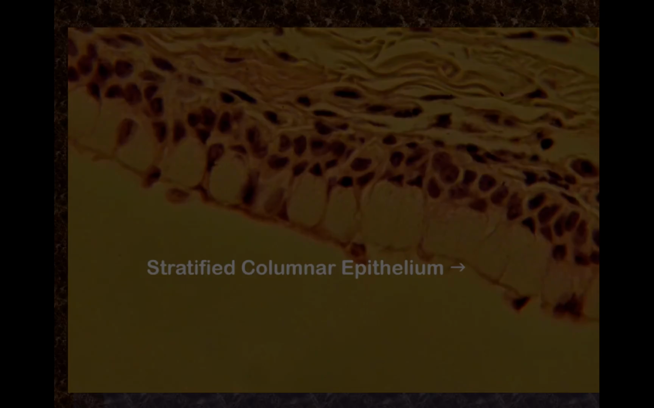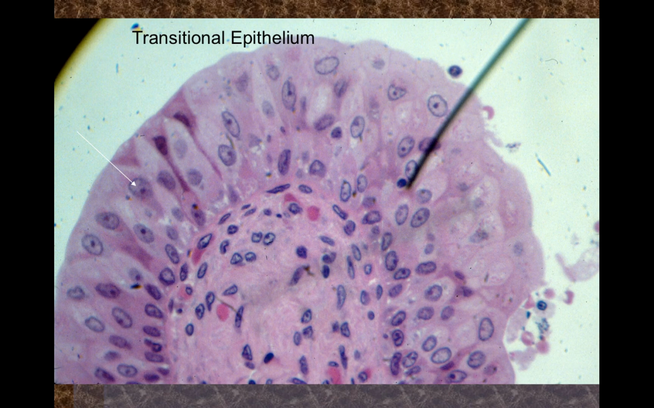Finally, my nemesis tissue, hopefully not yours. This is transitional epithelium. Transitional epithelial tissue is found in the urinary system. So we find it in the renal pelvis. We find it in the ureter and the urethra. We find it in the urinary bladder. And as the name implies, this tissue can change shape.